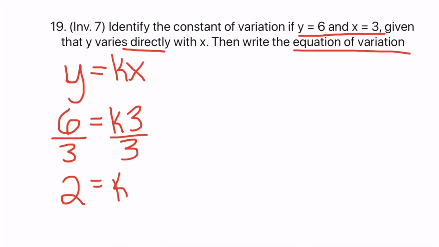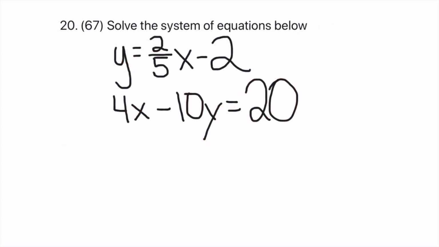So that's our constant of variation. Now to write the equation of variation, remember we never put anything in for our y or x, we just plug in what our k is. And that is our equation. Number 20 says solve the system of equations below. So we could do a substitution or elimination. And since this first one is already solved for y, I would probably just use substitution and plug this y into this y right here.